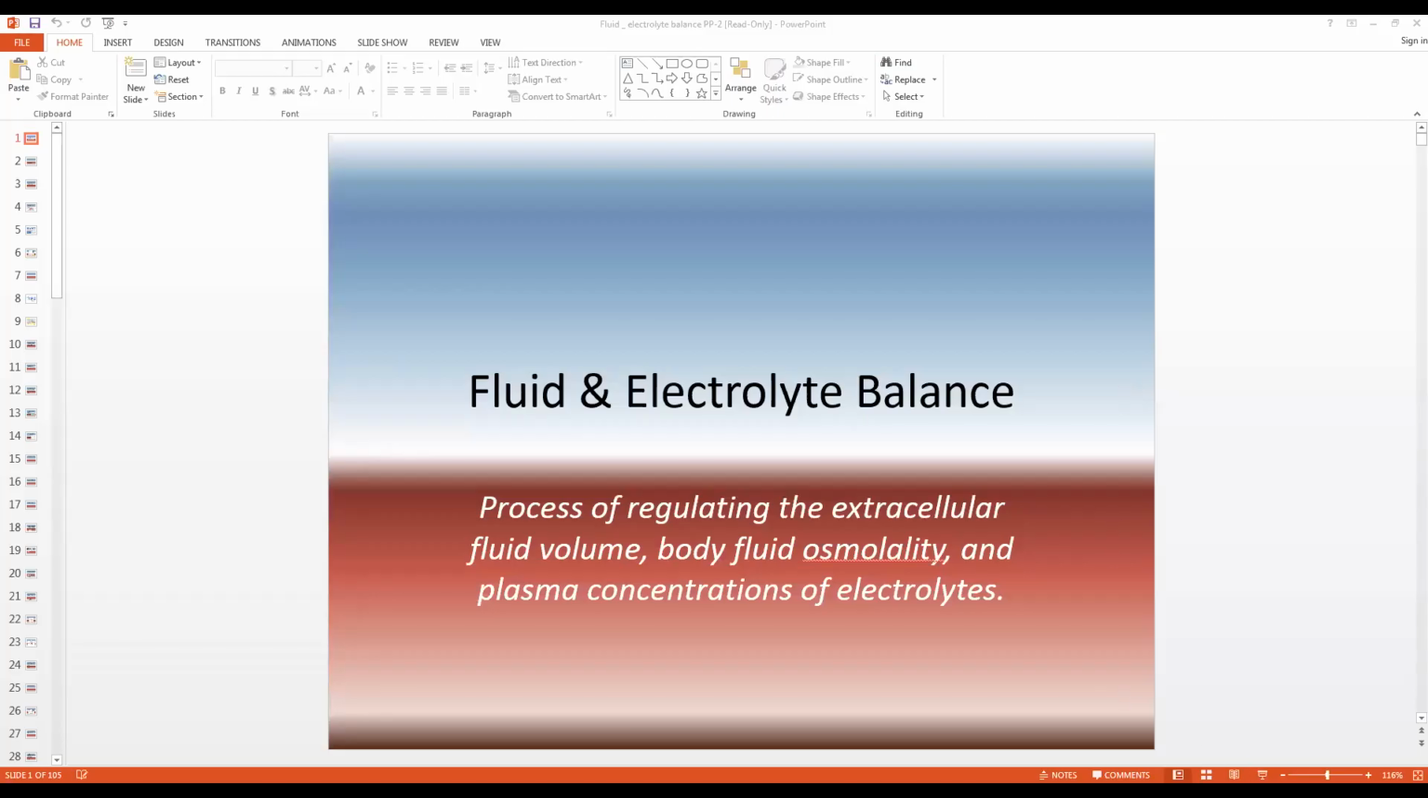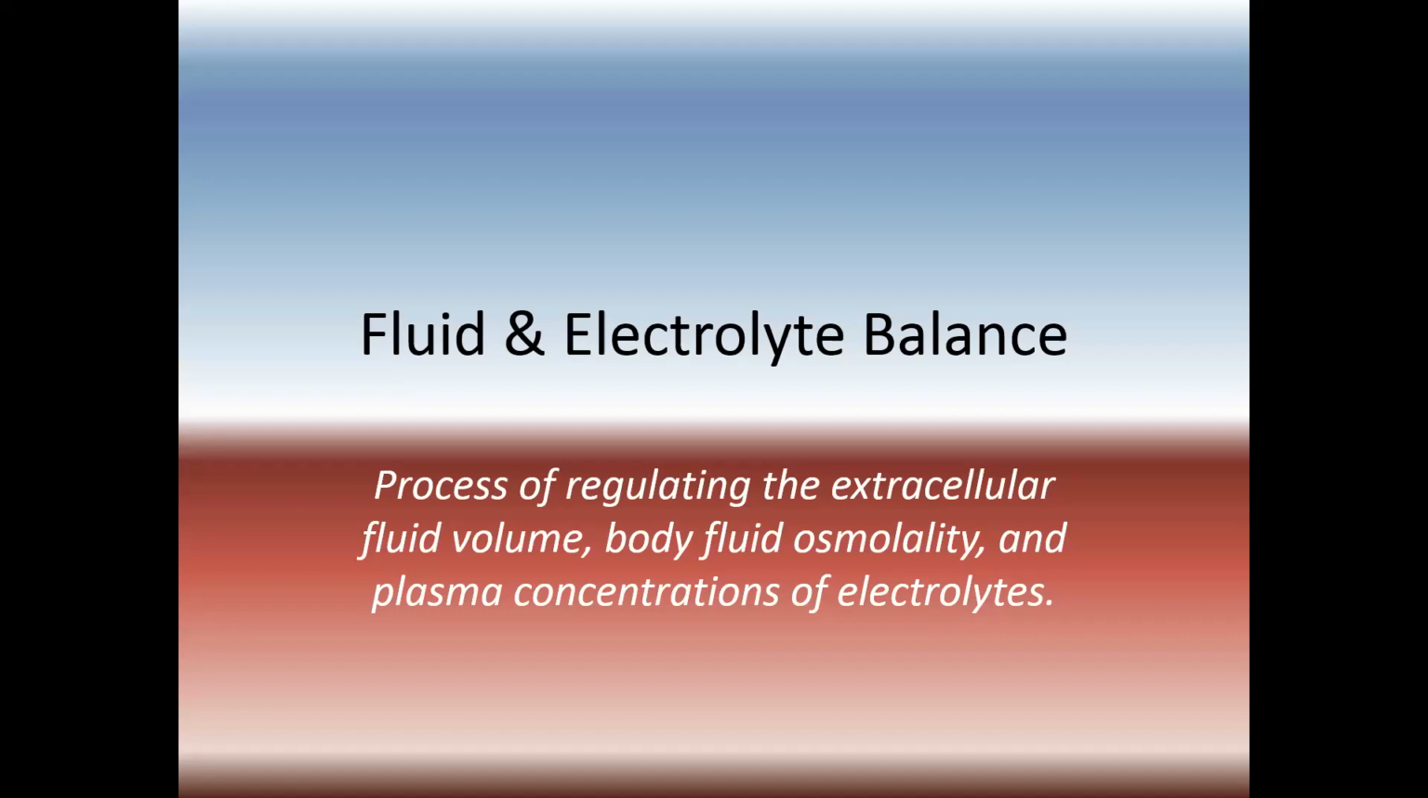Okay, so now we're going to talk about fluid and electrolytes. So what is the definition of fluid and electrolyte balance? It's the process of regulating the extracellular fluid volume, body fluid osmolality, and plasma concentrations of electrolytes. So we're going to be talking about how we regulate the fluids in different compartments, including the extracellular compartment. We're going to talk about body fluid osmolality, and we're going to talk about plasma concentrations of electrolytes.